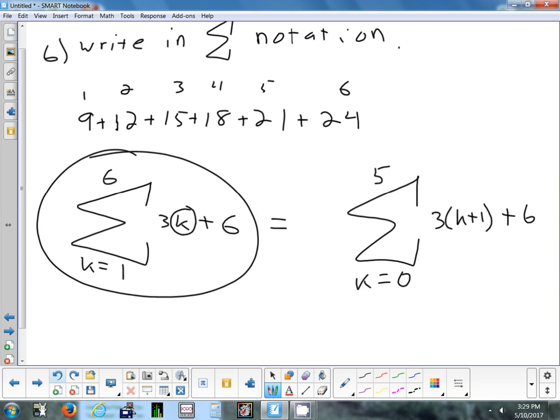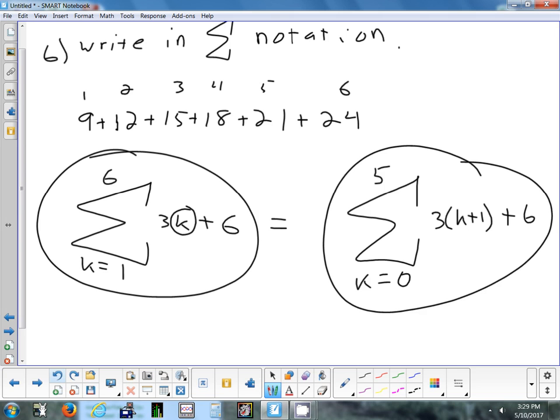So if you did this, let's see what happens if you plug 0 into this formula. What's 0 plus 1? 1. And what's 1 times 3? 3. Plus 6? 9. There's your first term. Now the next one we started at 0, now we're going to go to 1. What's 1 plus 1? 2. Times 3? 6 plus 6 is 12. So these two formulas are exactly the same thing. What we did is we changed the index. So instead of starting at 1, we started at 0.